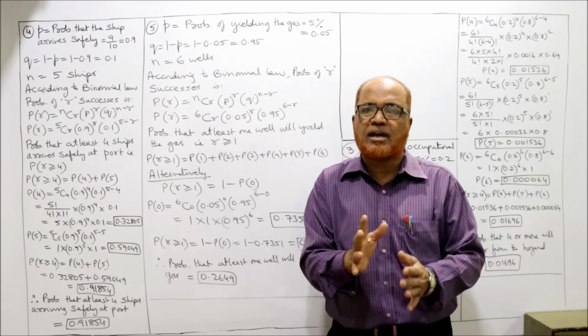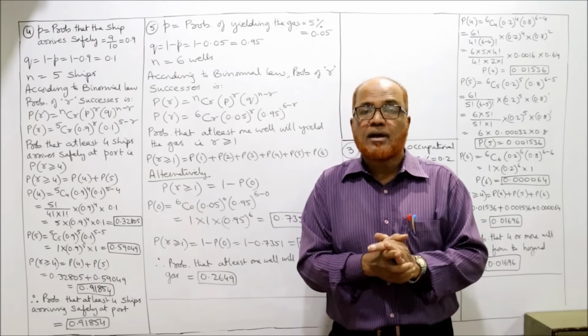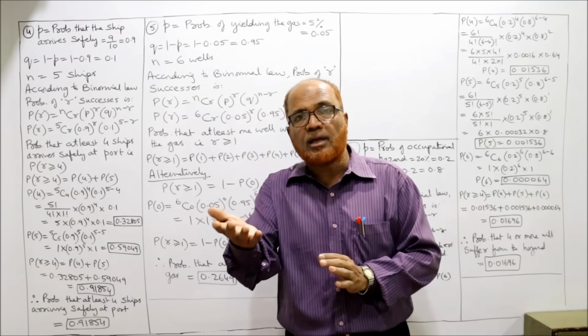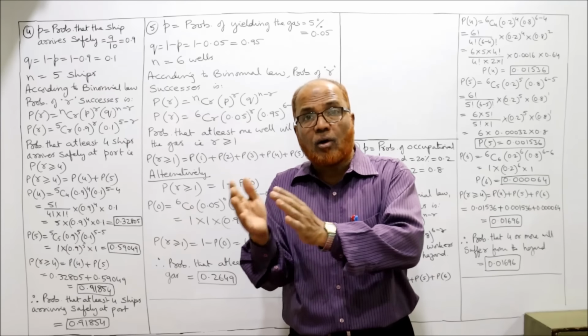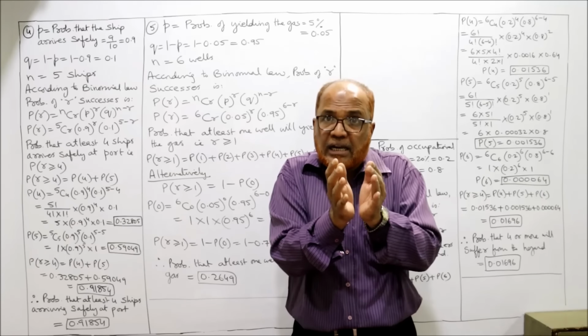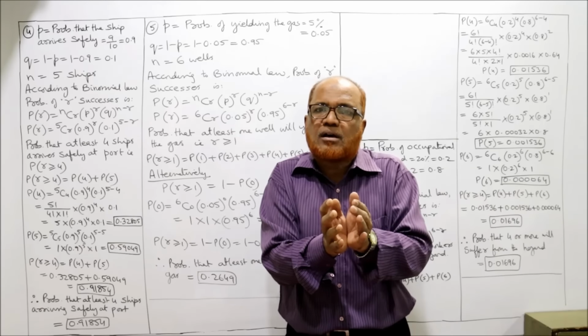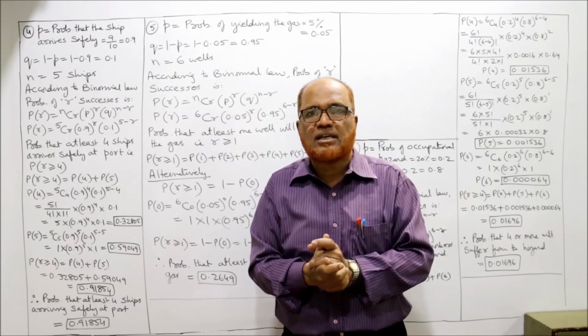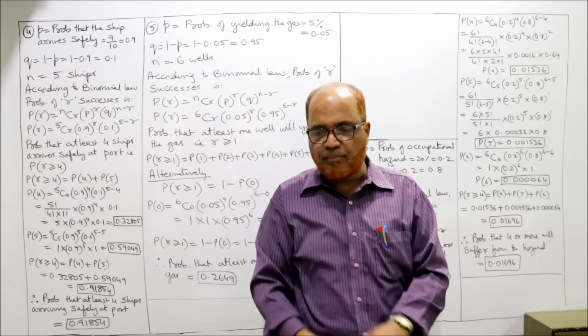at least one well yields gas? It says at least once, so it is greater than or equal to 1. Greater than or equal to 1, not less than 1. It is saying at least once, at least one well out of 6 yielding natural gas. So that is the problem. Now see here.